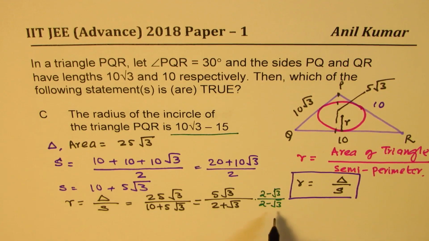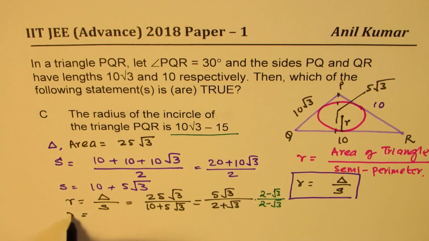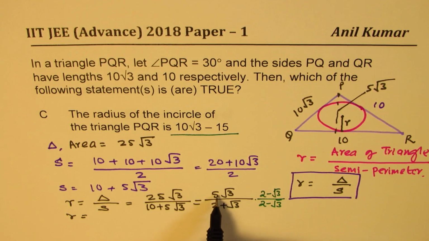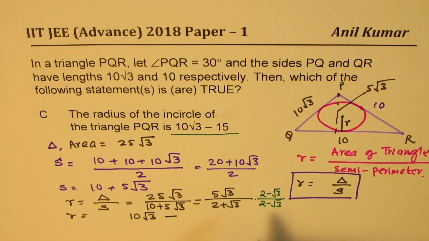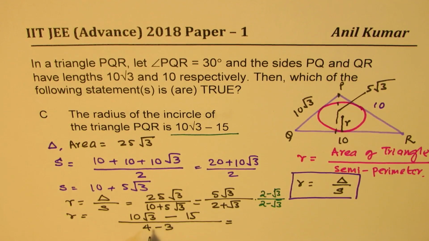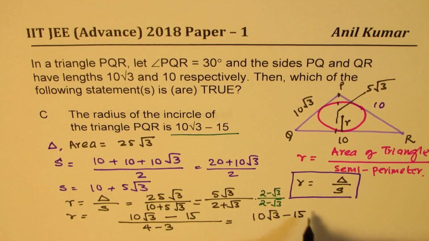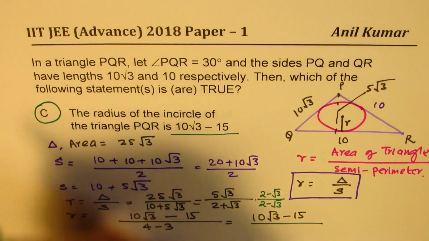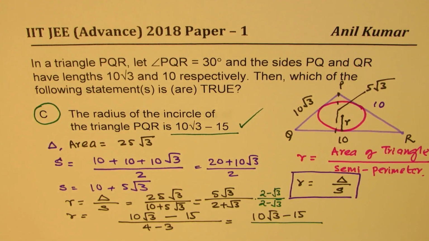So let's see what we get now. R equals, when you multiply, you get 5 times 2, 10 square root 3, minus 5 times 3, 15. Okay. And the denominator will be a square minus b square, which is 4 minus 3, which is 1. So that's what you get. So you get 10 square root 3 minus 15. That is correct. So we got the same as this. So this part is correct, right? So C is also correct. Perfect. Now let's move on and do part D.